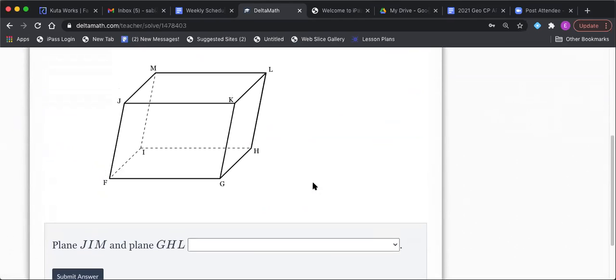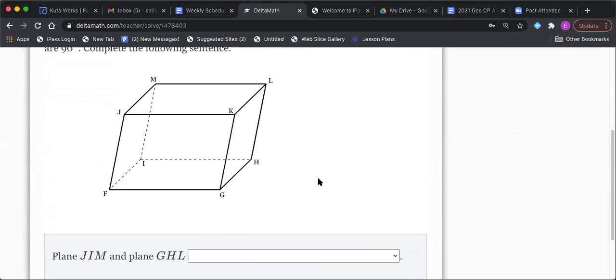All right, so let's talk about this one. They want to know about plane JIM and plane GHL. So plane JIM, take a look. The plane that has those 3 points in it, isn't it this whole side right there? That's how you figure out what plane they're talking about. Look at the points that they list, and then what plane contains all of those 3 points. There's only going to be one. So that's that plane.